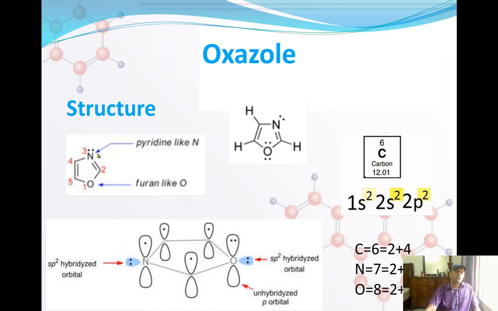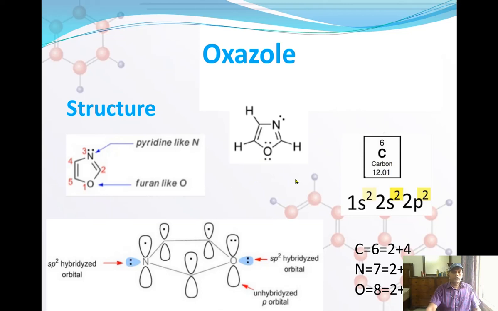And the nitrogen is named pyridine-like nitrogen, means it is not like pyrrole-like nitrogen. In pyrrole, the two extra free electrons will be in the unhybridized p orbital. So in here it is going to be in the sp2 hybridized orbital. So it behaves like a pyridine, not like a pyrrole.